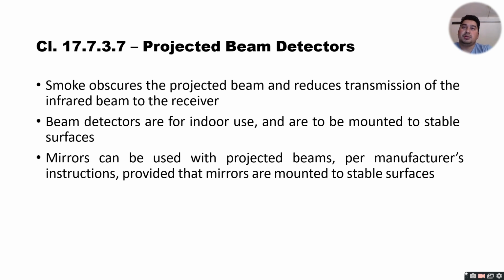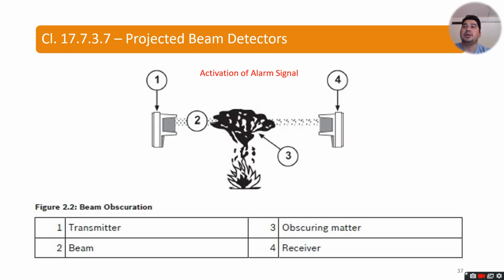Smoke obscures the projected beam and reduces transmission of the infrared beam to the receiver. Beam detectors are for indoor use and are to be mounted to a stable surface. Mirrors can be used with projected beams per manufacturer's instructions, provided that the mirrors are mounted to a stable surface. So those are the requirements.